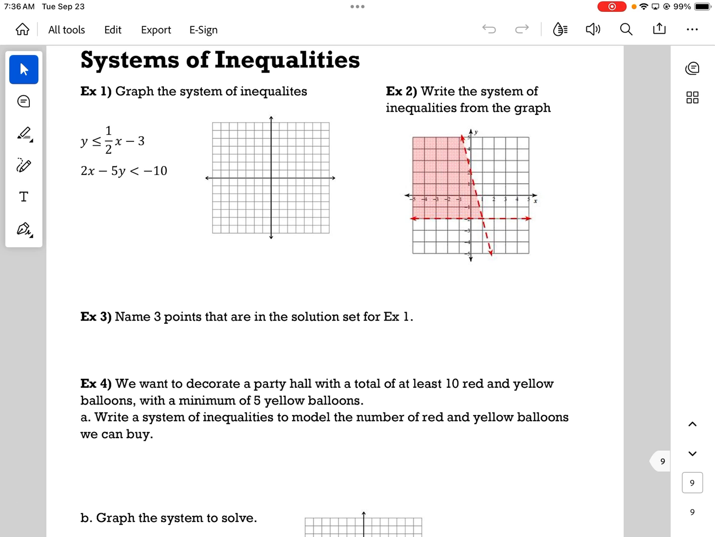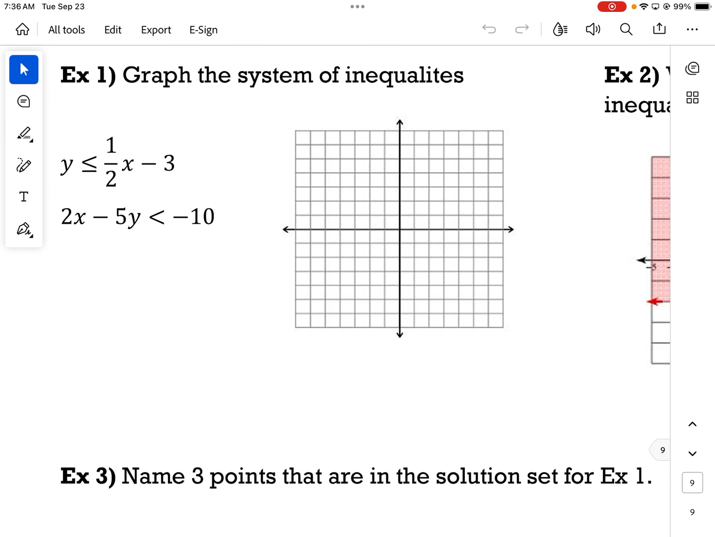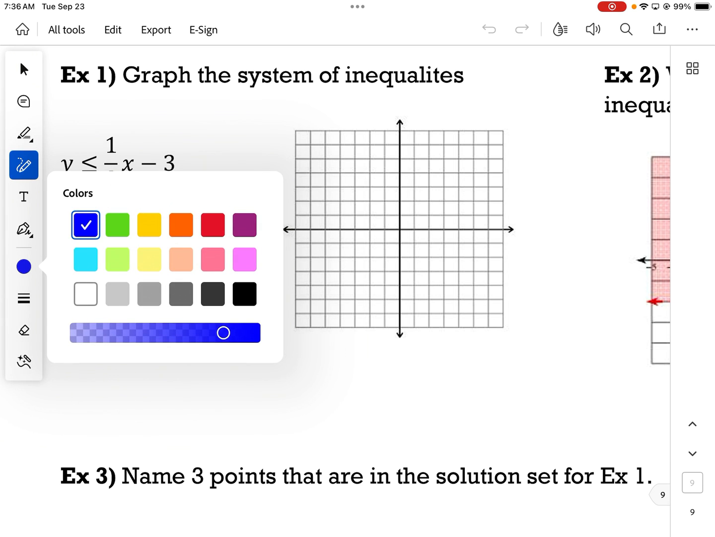Okay, let's look at how to solve systems of inequalities. So we solve systems of inequalities by graphing it. Make sure your computer is closed. And then we look at where the shaded portion is.